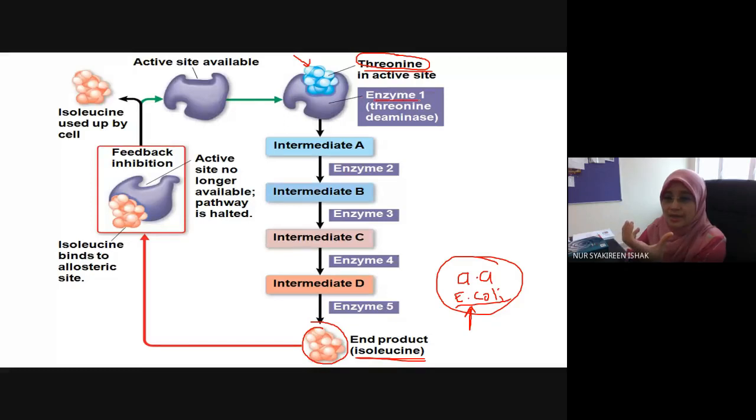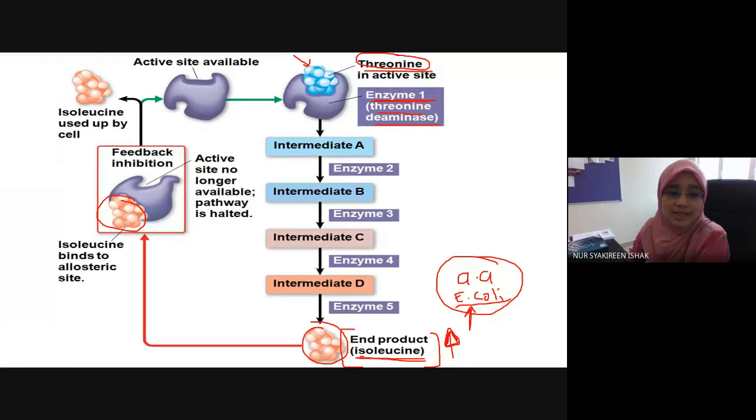The metabolic pathway involves many enzymes: enzyme 1, 2, 3, 4, 5, and you have many intermediate products. The initial enzyme here is threonine deaminase. The substrate is threonine, which catalyzes the chemical reaction and produces the end product, isoleucine. Here, the cell has produced too much isoleucine, and isoleucine accumulates. So the isoleucine will bind to the allosteric site of the enzyme threonine deaminase.